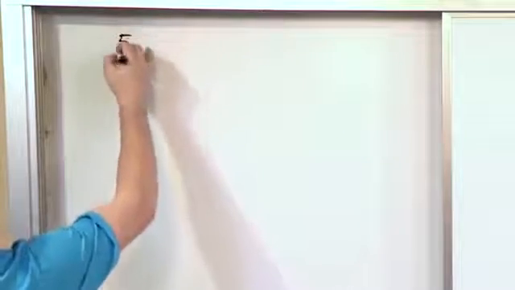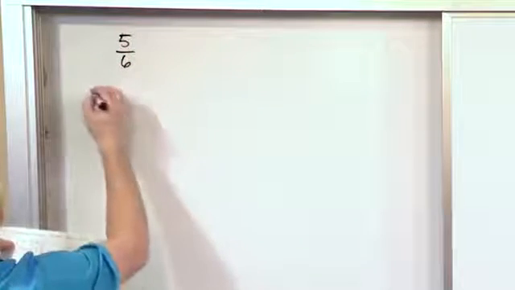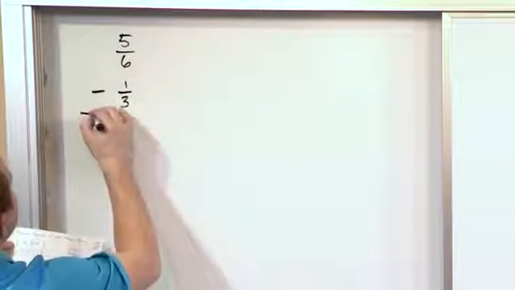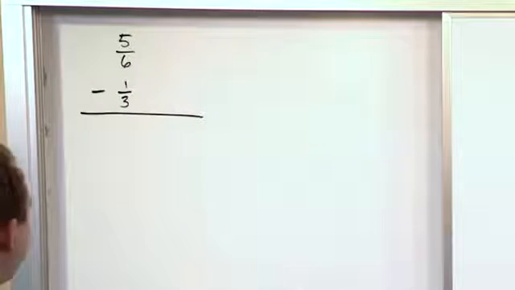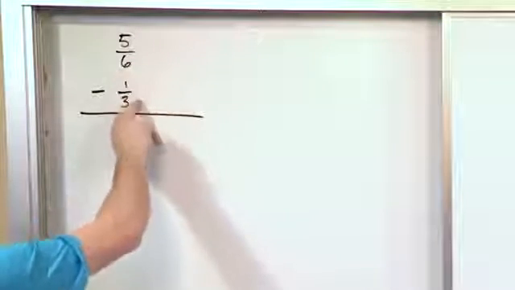Fractions. So let's see how we do that when we have an actual problem. If we have 5/6 and we're subtracting from it 1/3, the first thing we do is check, do we have a common denominator between these fractions? And we don't. We have a 6 up here and we have a 3 here.